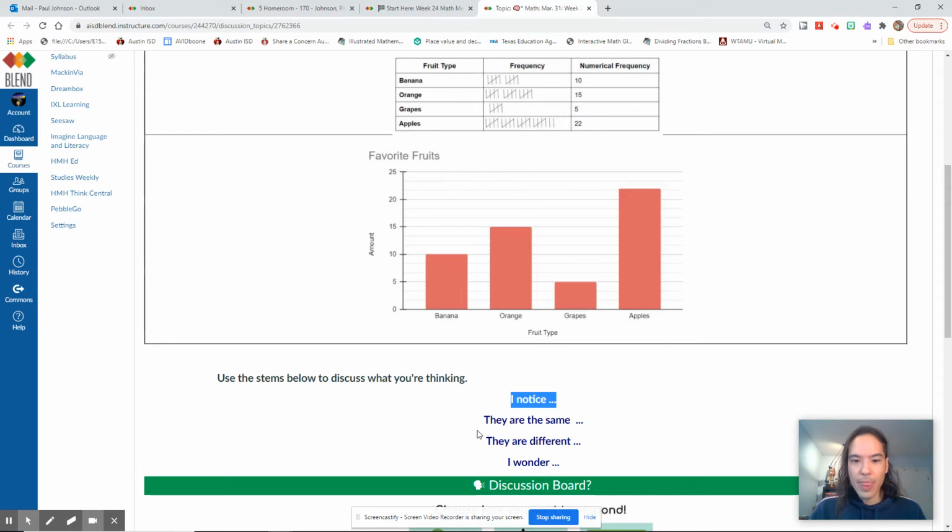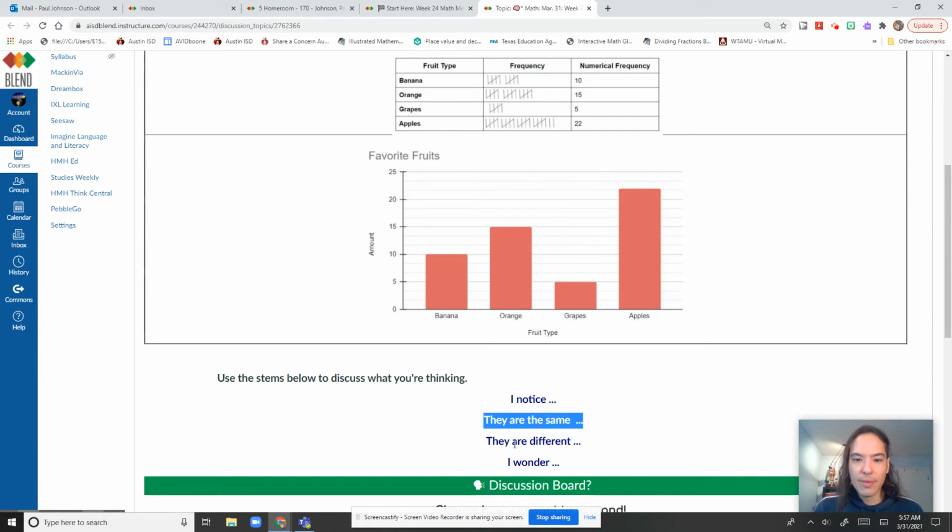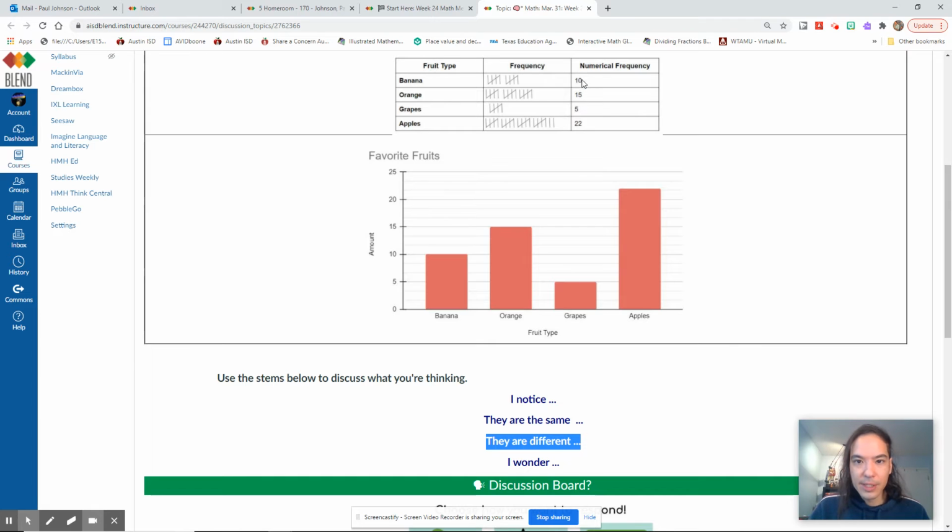This is a bar graph. They are the same data. All of the data matches on the frequency table and the bar graph. So the same data is presented on the frequency table and the bar graph. They are different because a frequency table is a numerical representation and a bar graph is a pictorial representation. It's a picture to look at, right?